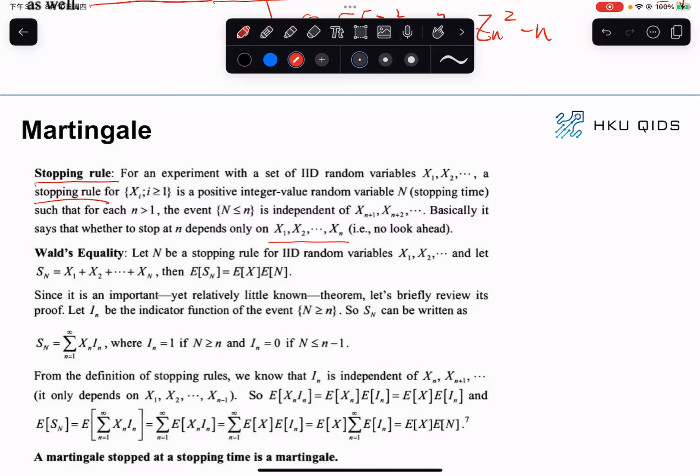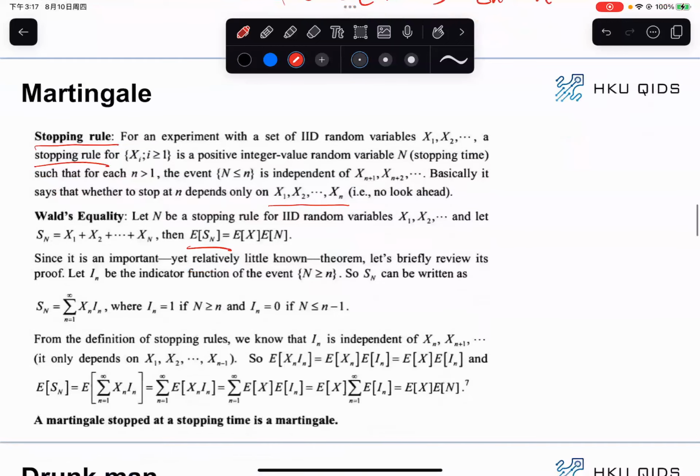We can have the expected value of this random walk Sn is going to be the multiplication of the expected value of each single x. We multiply by the expected value of this stopping rule N. And this is an important, relatively little known theorem. The proof is listed here.